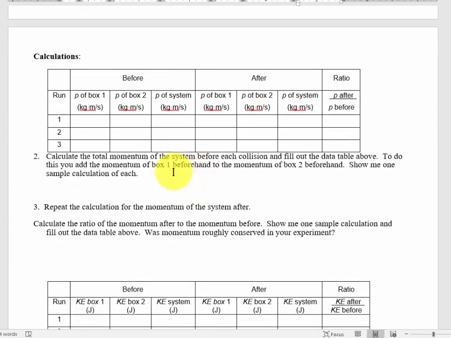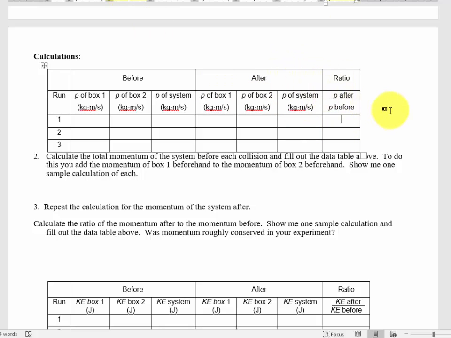Now all you're going to do is calculate the momentum beforehand. I do want you to show me a sample calculation of each. I know you can just read it right off the simulation. Then I'm going to have you calculate the momentum of the system, where essentially you add the momentum of box 1 before to the momentum of box 2. You do the same afterwards. Just add this to this, and then you take the ratio.